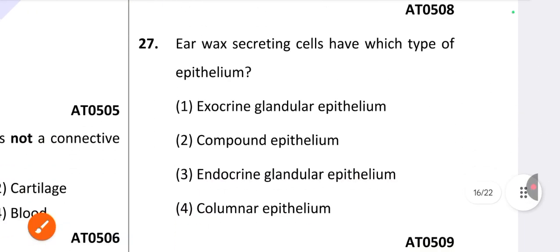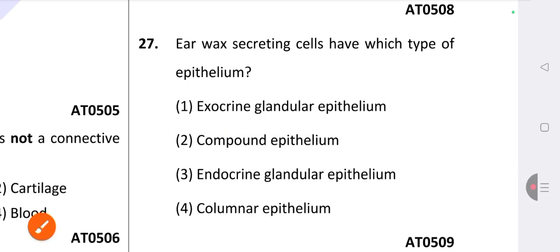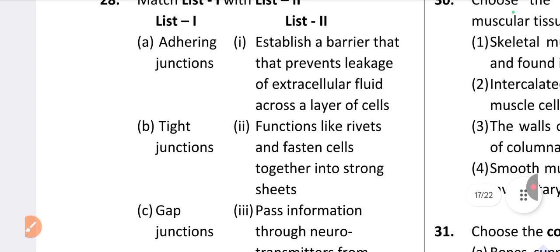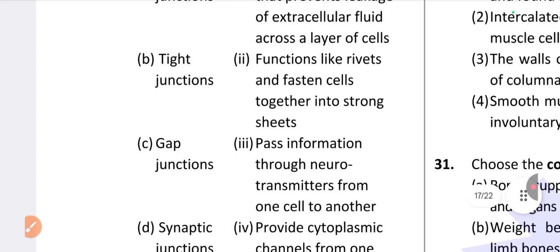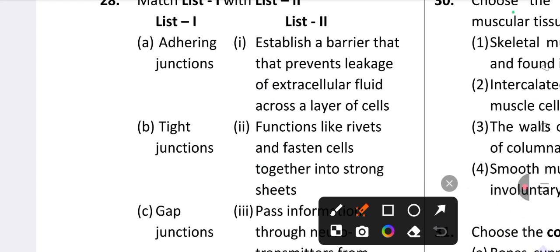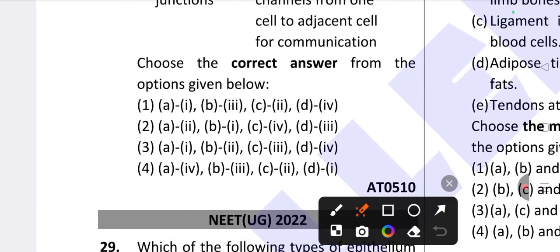Next 27th one. Earwax secreting cells have which type of epithelium. So the epithelium of earwax is exocrine glandular epithelium. Next 28th question is also matching question here. So adhering junctions. So adhering junctions function like rivets and fasten cells to strong sheets. So option A is 2. So we can see the second option, it is the correct answer.